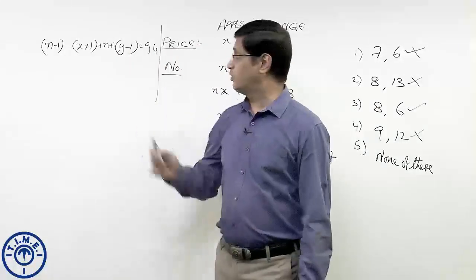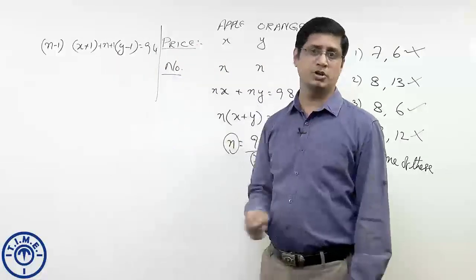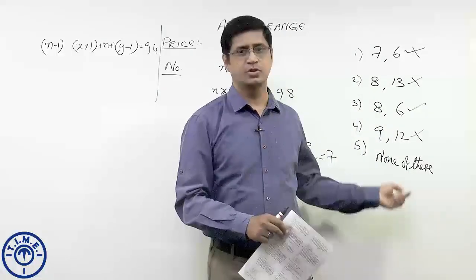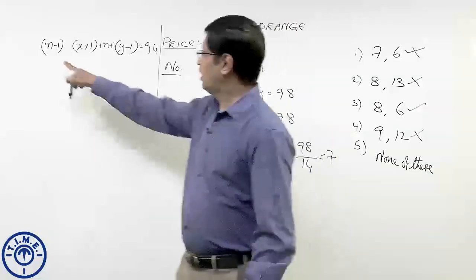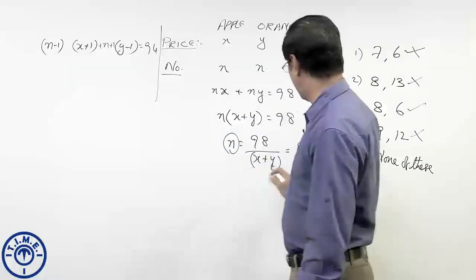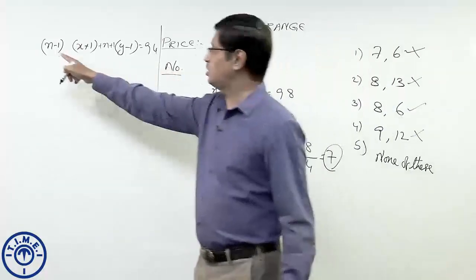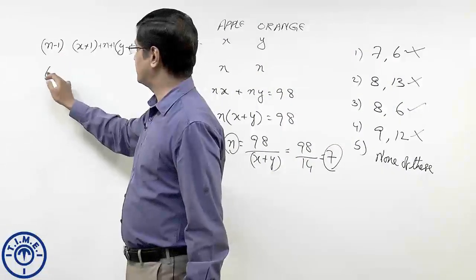Now, we need to check whether it is satisfying the second condition or not. If it is not satisfying the second condition, then the ultimate answer is none of these. Now, let us try here. We got n as 7. n is equal to 7 means when you substitute here, 7 minus 1 results in 6.